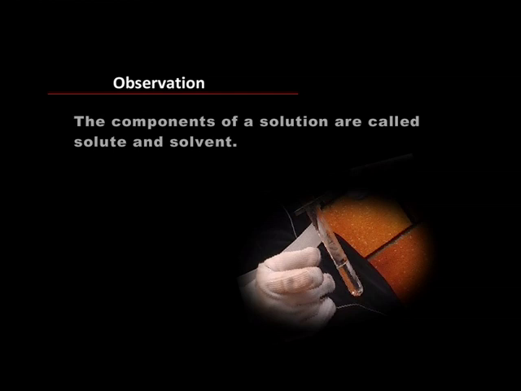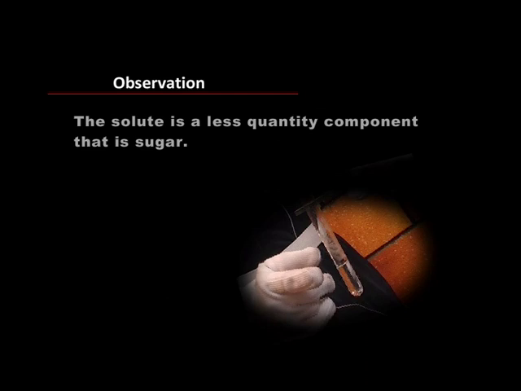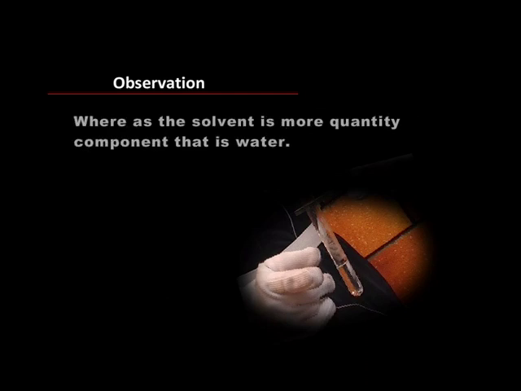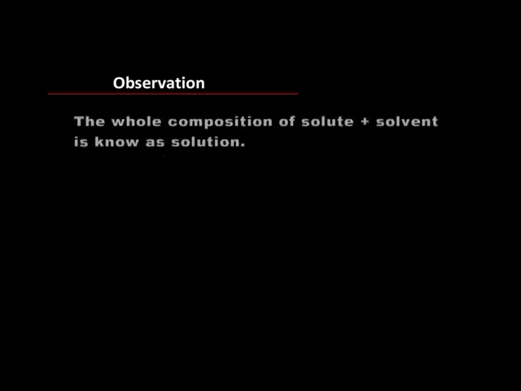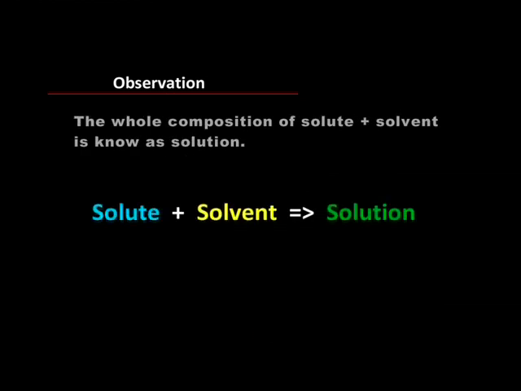The components of a solution are called solute and solvent. The solute is the less quantity component, that is sugar, whereas the solvent is the more quantity component, that is water. The whole composition of solute plus solvent is known as a solution.